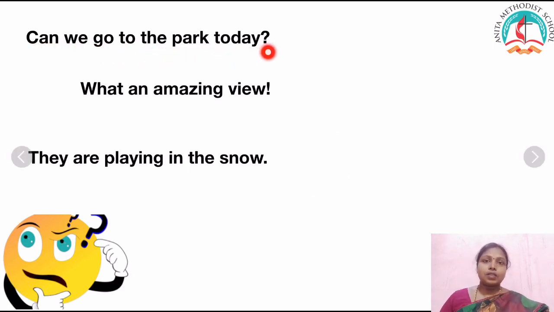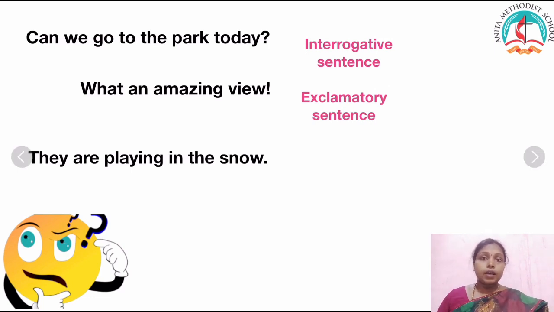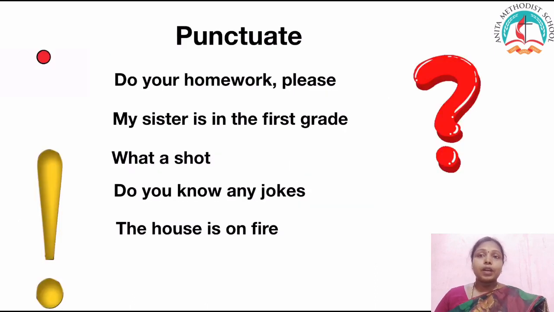Let's see a few more examples. Now look at the first one. Can we go to the park today? Here I am asking a question. So what sentence is this? It's an interrogative sentence. Now let's see the next one. What an amazing view. I'm showing my expression. So this is an exclamatory sentence. Now let's see the third one. They are playing in the snow. This sentence makes a statement. So it's called a declarative sentence. Very good, children. I hope you can identify the four types of sentences.